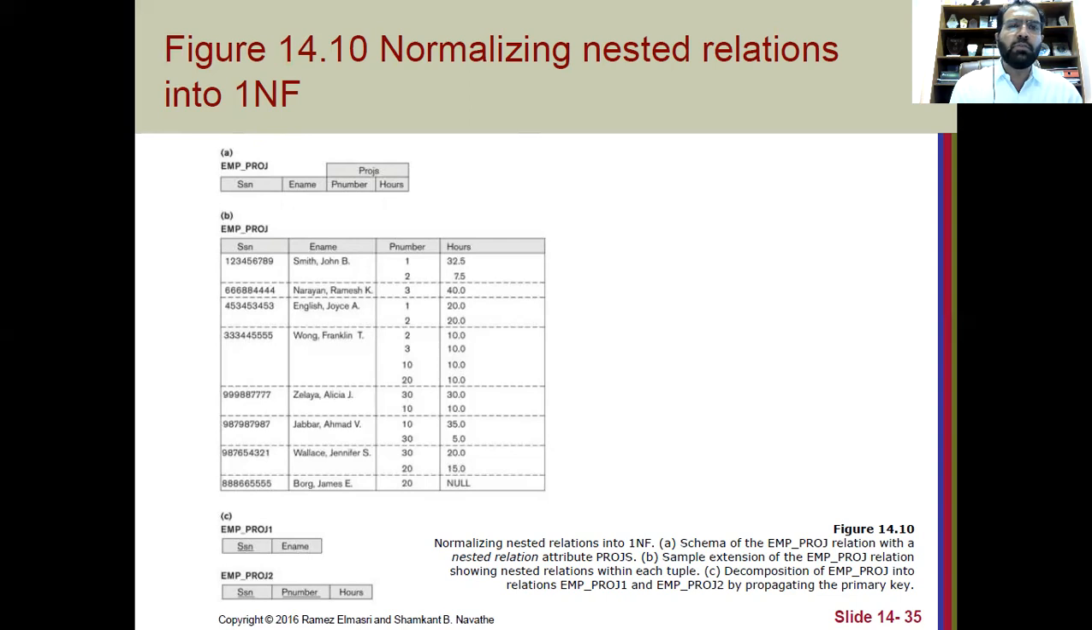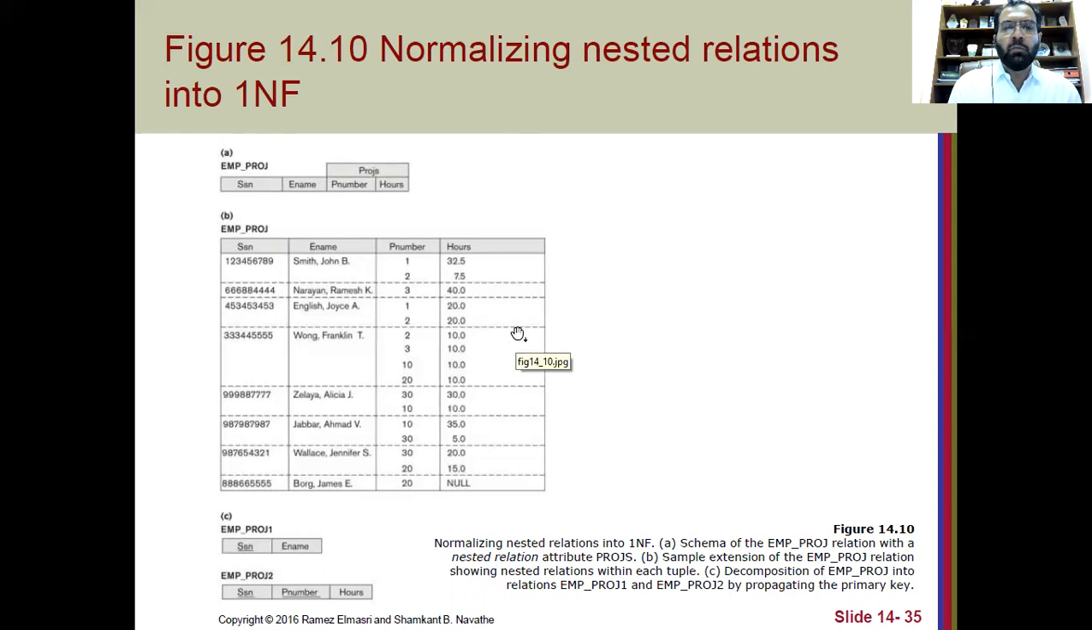Similarly, we have another example where we have the employee project relation. In this relation you can see we have the SSN, E name, the project number, and hours. So we have to resolve it. How can we do it? Because an employee works in more than one project, we have multiple values here.